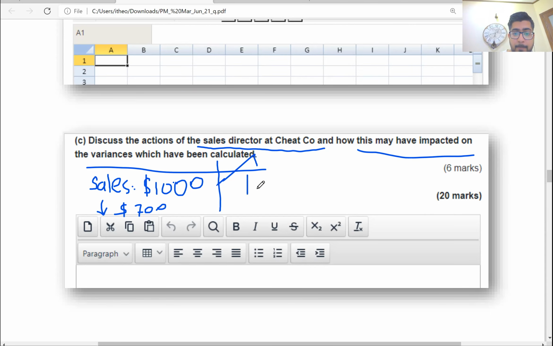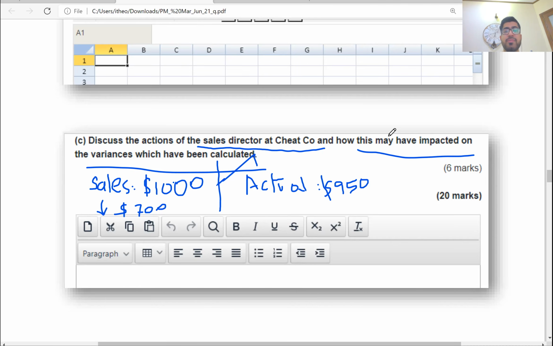Now let's suppose your sales came in at 950. Had you provided the correct budget of 1,000, and the sales came 950, your variance would have been 50 adverse. But you deliberately reported the figures 30% less. You said the sales are going to be 700. Now the actual sales are 950. Your variance is going to be artificially favorable and you will be rewarded.